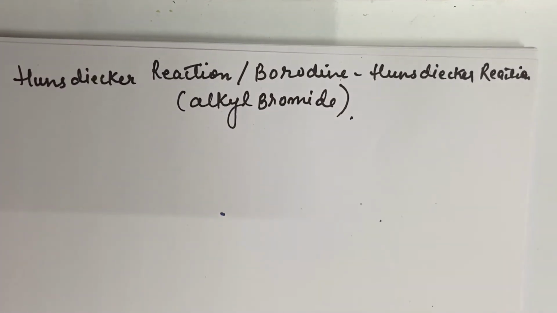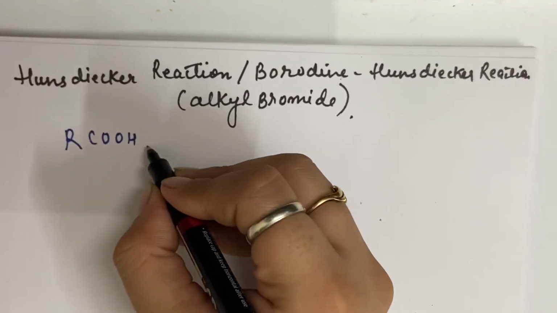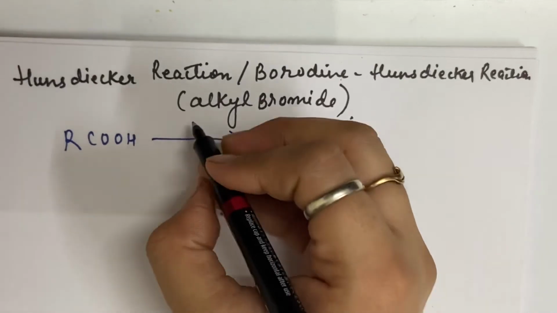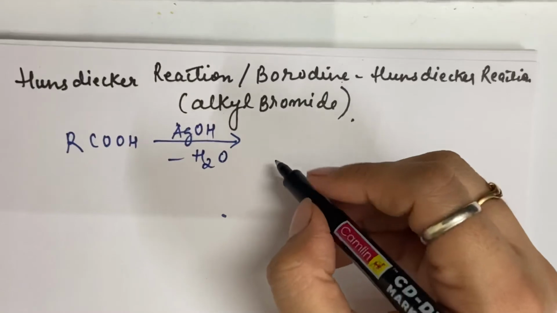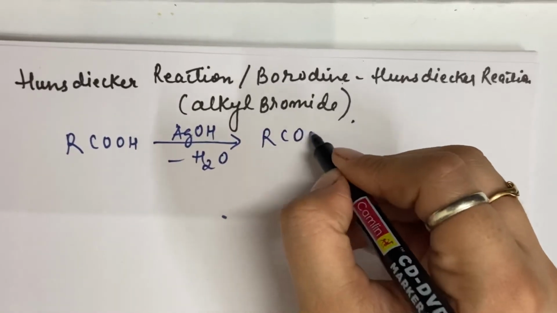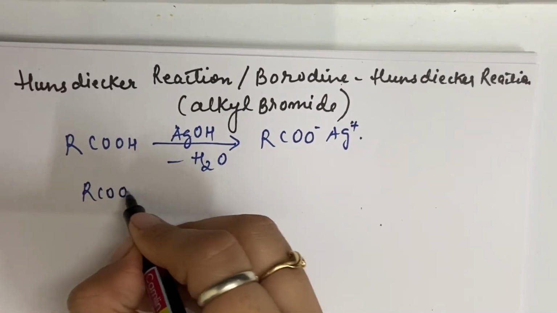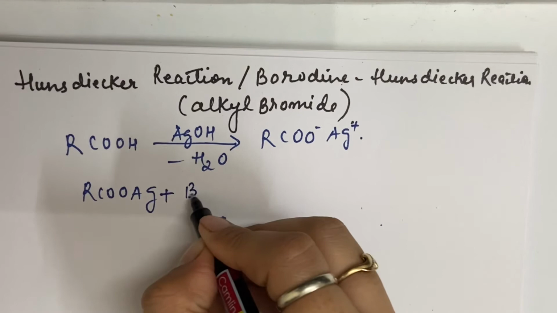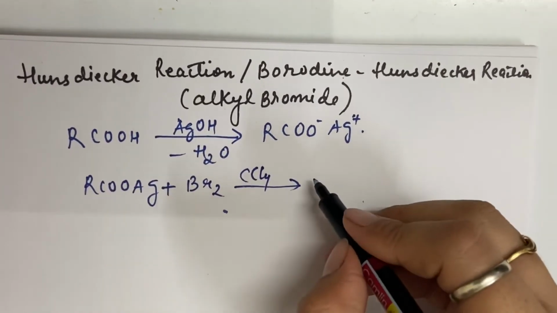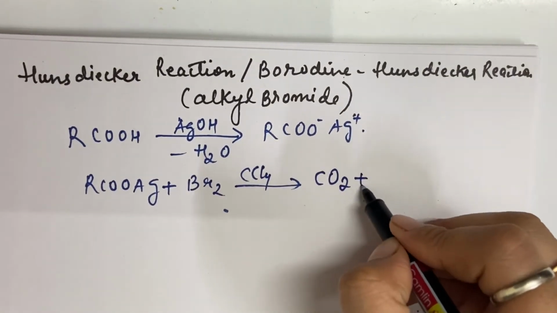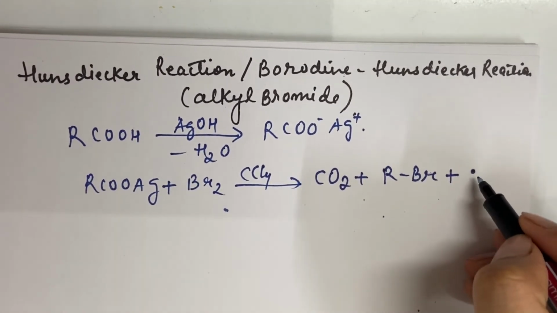And in this, what will happen? You can take RCOOH. You will react this with AgOH. You will take out a water molecule from here. It will form RCOO minus Ag plus. Then RCOOAg will react with Br2 in the presence of carbon tetrachloride, which is a solvent. It will give you carbon dioxide. It will give you RBr, which is our desired product. It will give you AgBr also.